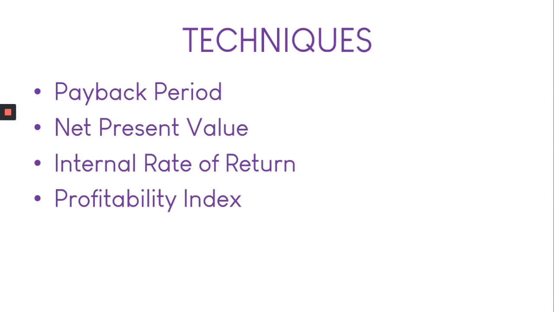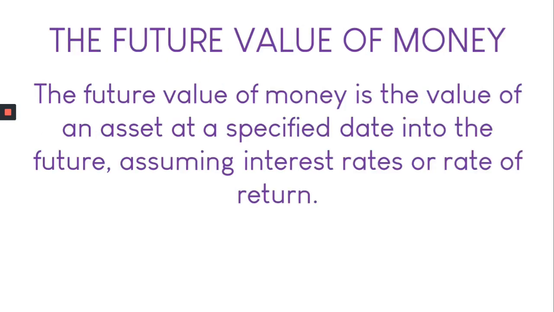It estimates whether we can get our money's worth. Capital budgeting has several techniques to find out whether or not a project is viable or profitable. We have the payback period, the net present value, the internal rate of return, and the profitability index. But before we go into the specifics of each of these techniques, we need to figure out the basics, and that is the future value of money and the present value of money. The future value of money is the value of an asset at a specified time into the future, assuming an interest rate or rate of return.